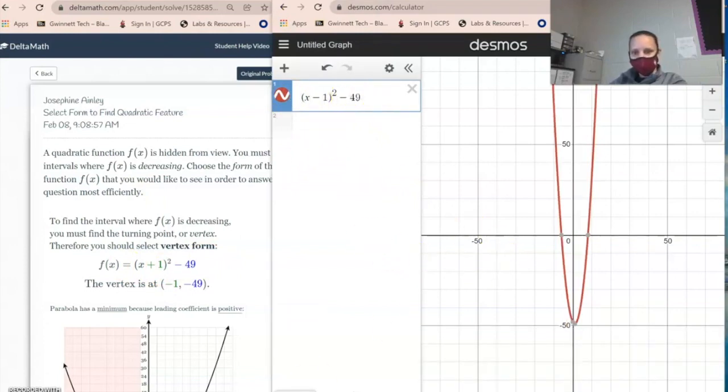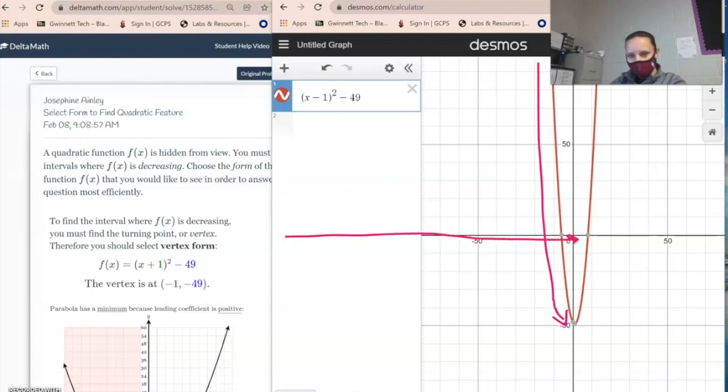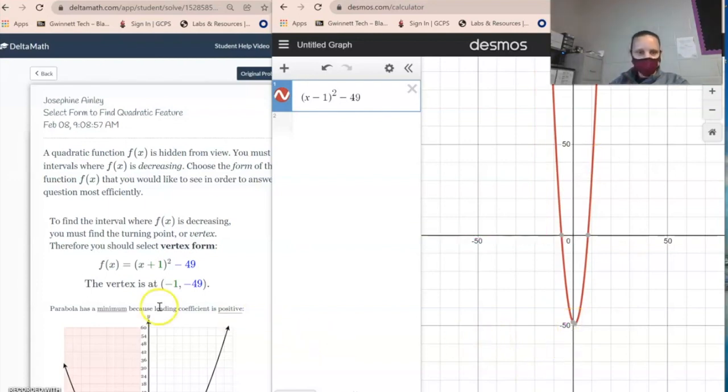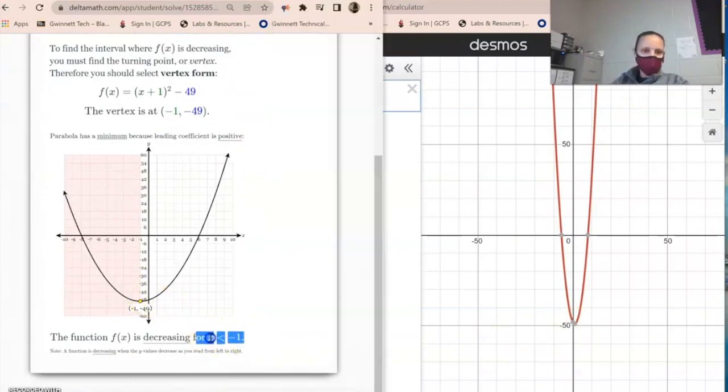All right, so when is it decreasing this time? So it's decreasing here, right? This is all going down. So you're going to look at your x-axis for when that is happening. From here, which direction am I coming from? Negative infinity all the way to whatever the vertex is over here, which is 1. So negative infinity to 1, or everything less than 1.